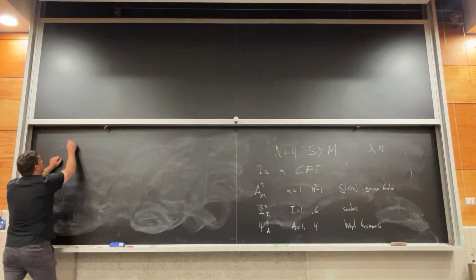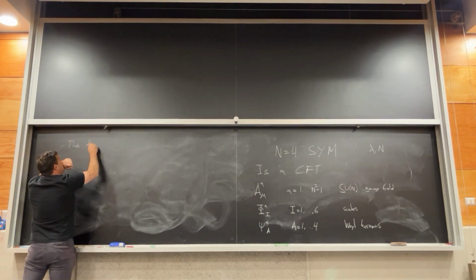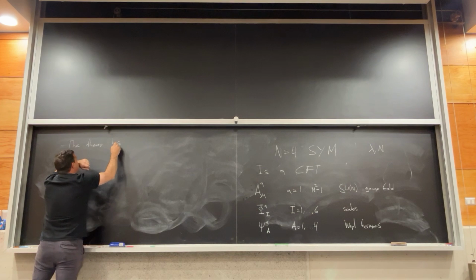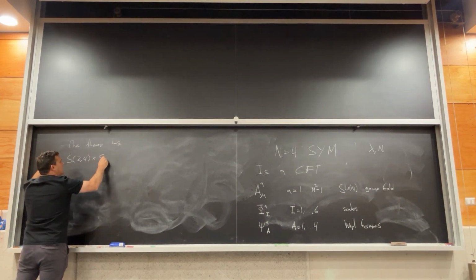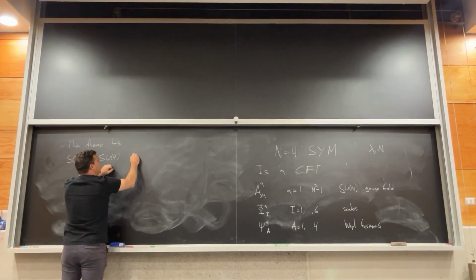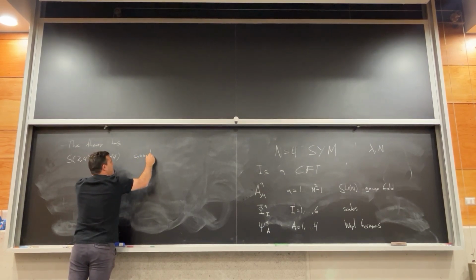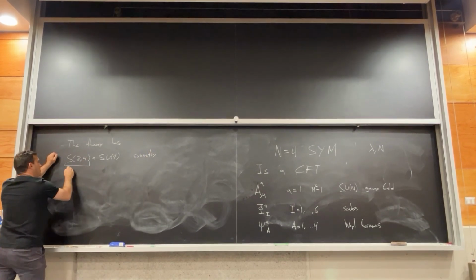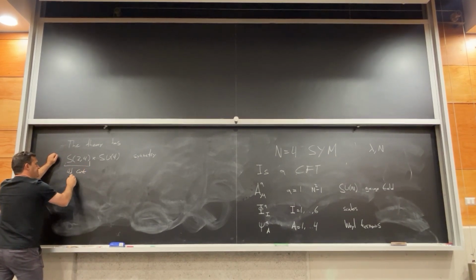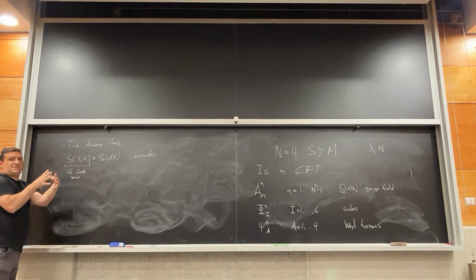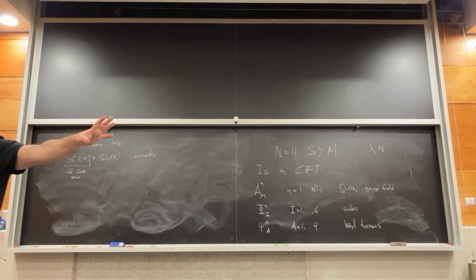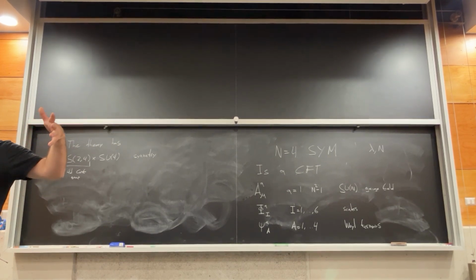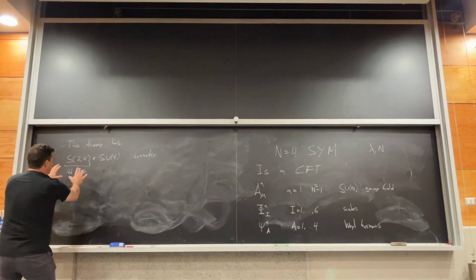So this theory has SO(2,4) cross SU(4) symmetry. Okay, this is the conformal group. So this is the enlargement of the Poincaré group. So the Poincaré group would be SO(3,1) or (1,3) times translations. When this gets enlarged, this becomes SO(2,4). Okay? And these translations are in there, trust me.